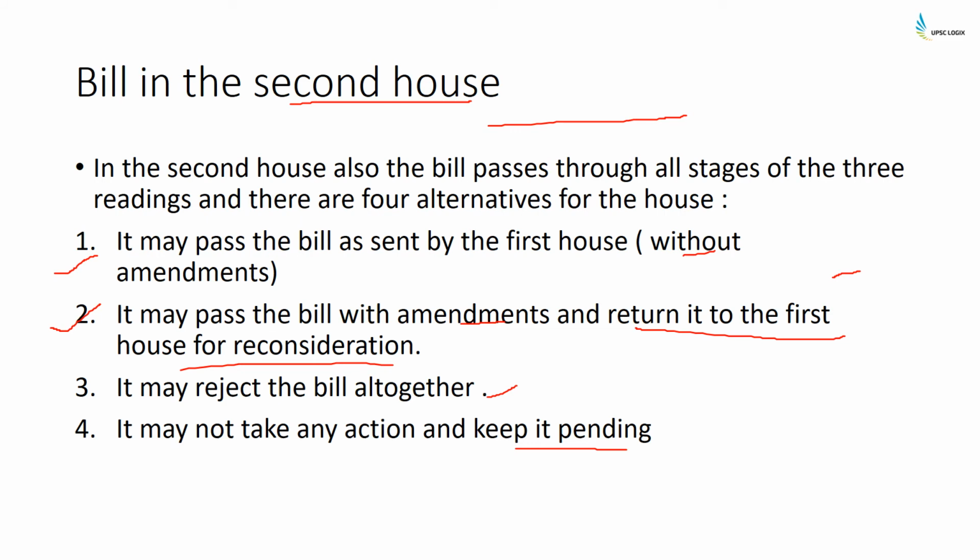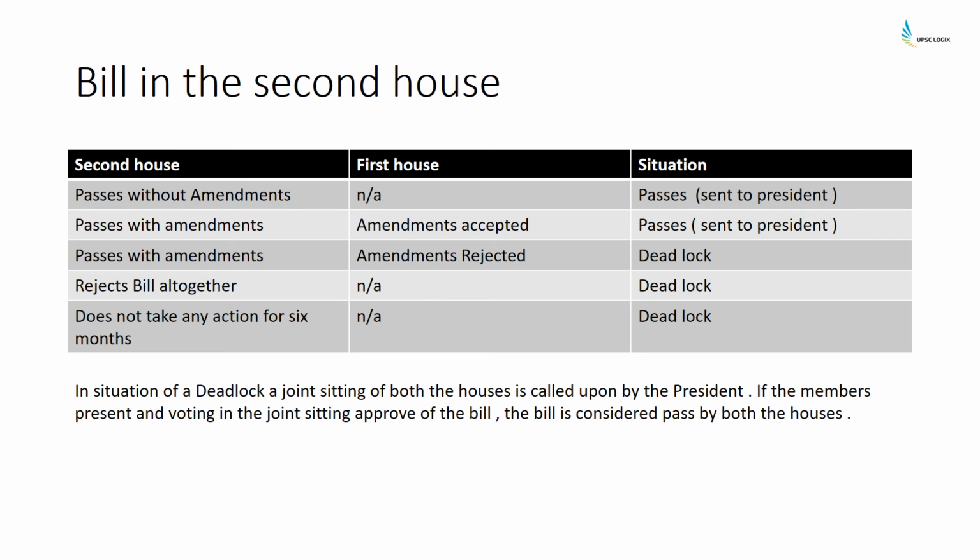So different situations and different outcomes. Let us have a look at what the outcomes are. Once the bill comes back from the second house, which can take four actions on the particular bill, different situations arise out of those four actions. Suppose the second house passes the bill without amendments, and in the first house it has already been passed. So it passes and is sent to the president.